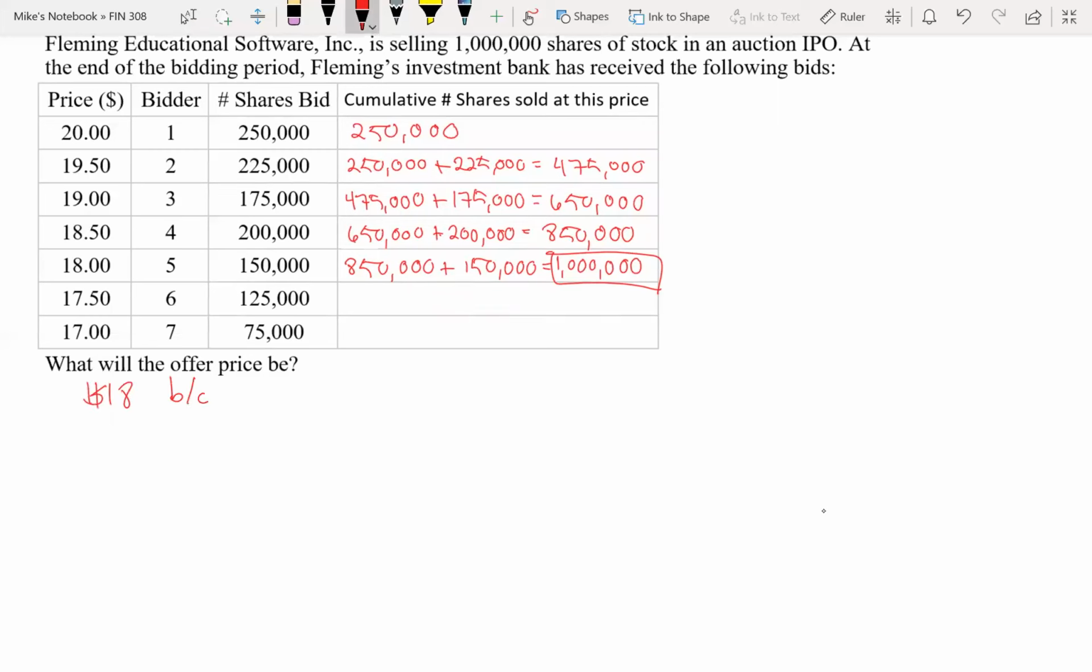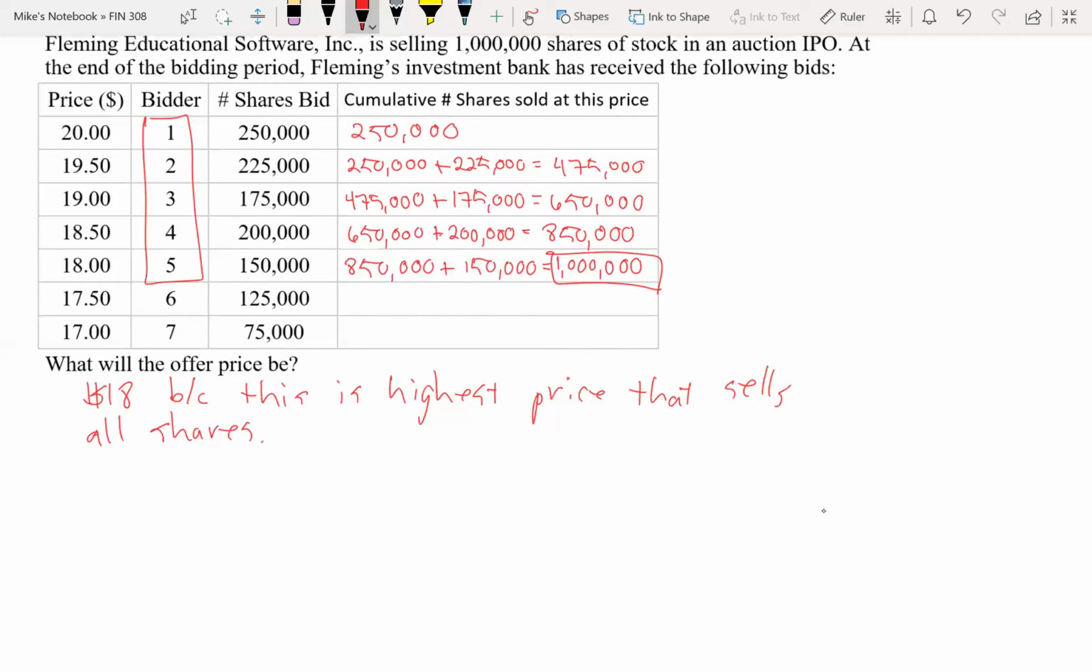Now, in this process, every single bidder 1 through 5 buys the number of shares that they promised, but each bidder only has to pay the $18 offer price. So just because bidder one bid $20 per share doesn't mean they have to pay $20 per share. It just means that they still get the 250,000 shares that they wanted, and they get it at a price that's lower than what they bid. So in the end, bidders 1 through 5 get to buy the number of shares that they bid, and they all pay $18 because this is the price that sells off all shares in the auction IPO, the highest price getting the issuer the most amount of capital possible.